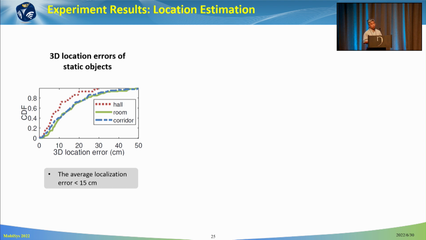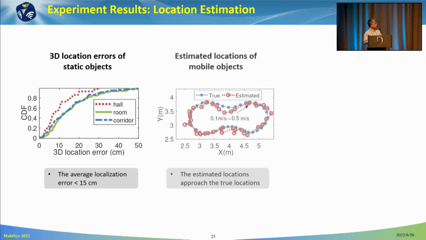So let's look at the 3D location errors. Considering a static object, if the object is stationary, we can see that for different indoor environments, the accuracy is within 15 centimeters. If you look at the mobile objects, of course, we are not considering a highly mobile system. Okay, we're talking about normal pedestrian mobility.